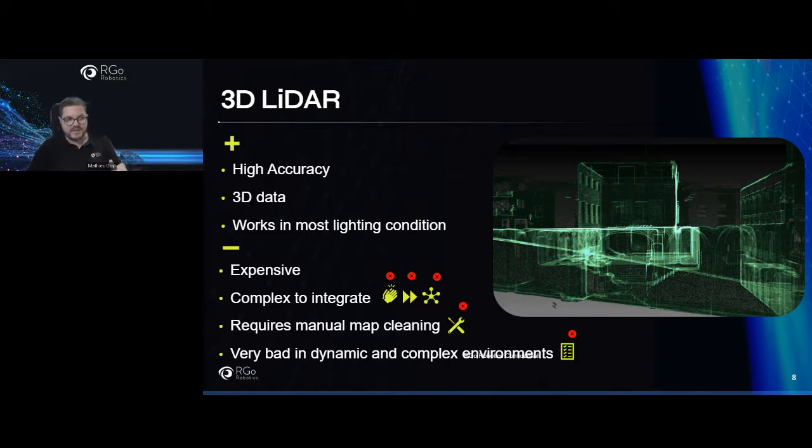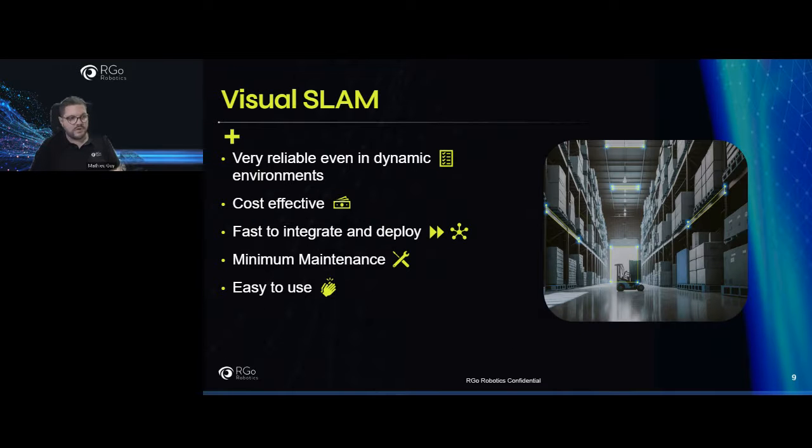Which is why the industry tried to introduce visual SLAM. And visual SLAM kind of fits the bill. I mean, it's very reliable, even in the most dynamic environment. It's extremely cost-effective because it uses only a single 2D camera. It's very fast to integrate and to deploy because most of the commissioning is done automatically. It requires very minimum maintenance because, again, single camera, no infrastructure. And it's easy to use because, as mentioned before, most of the commissioning is done automatically, so you don't need to be an actual expert to use the system.